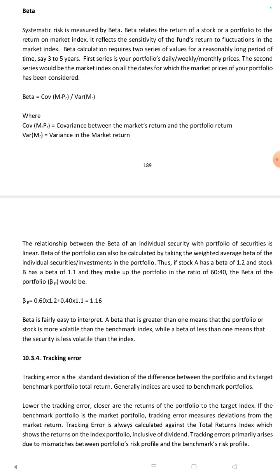First series is your portfolio daily, weekly, monthly prices. The second series would be the market index on all the dates for which the market's prices of your portfolio has been considered. Beta is covariance of portfolio return and market return, divided by variance of market return.